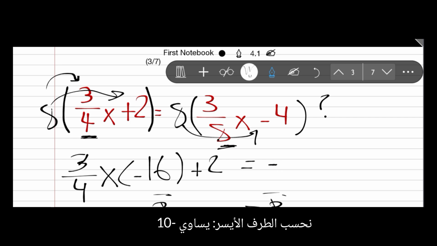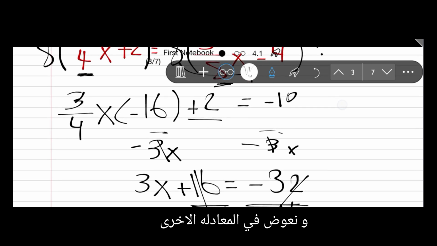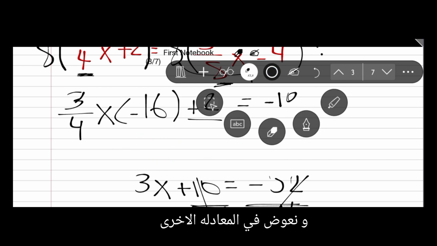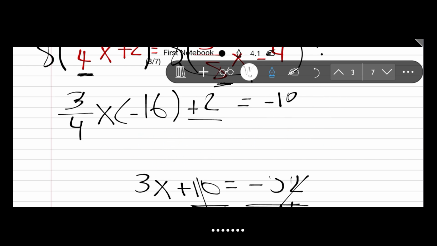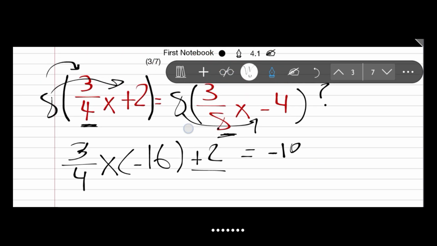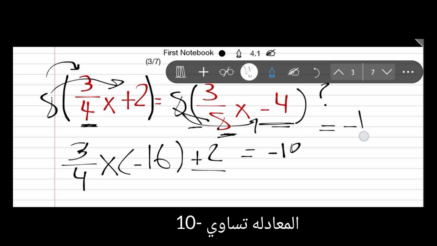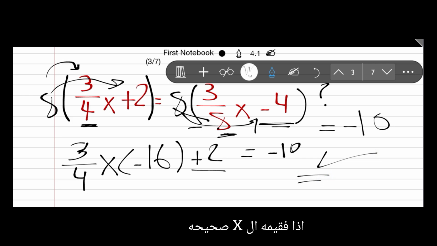So we get negative 12 plus 2 on the left-hand side. Negative 12 plus 2 is negative 10. So the left-hand side is a negative 10. Let's see what the right-hand side is. You have 3/8 times negative 16. If you divide negative 16 by 8, you get negative 2, times 3 is a negative 6. So it's a negative 6 minus 4. Negative 6 minus 4 is negative 10. So when x is equal to negative 16, it does satisfy the original equation. Both sides of the equation become negative 10, and we are done.